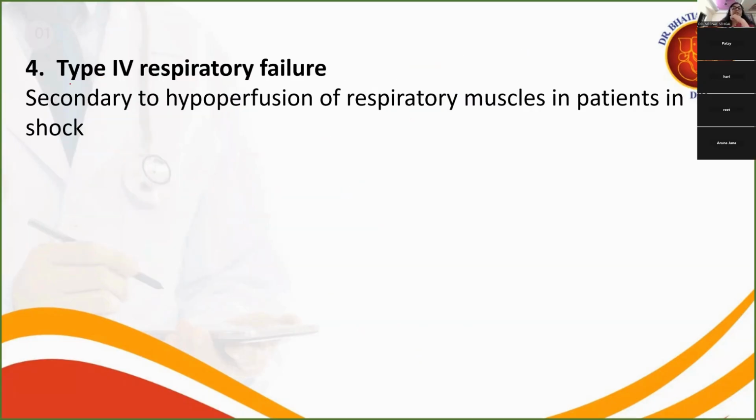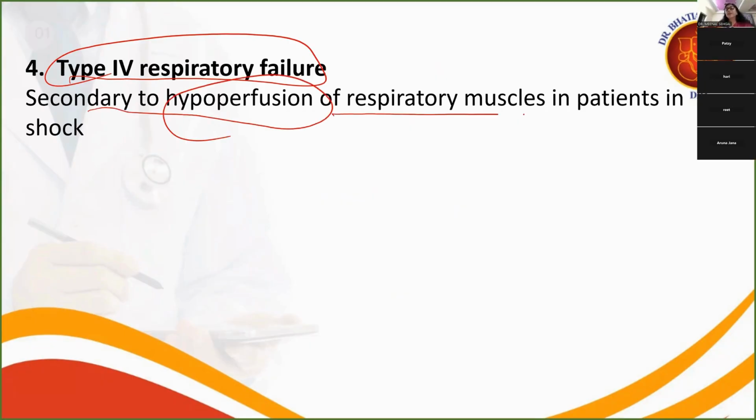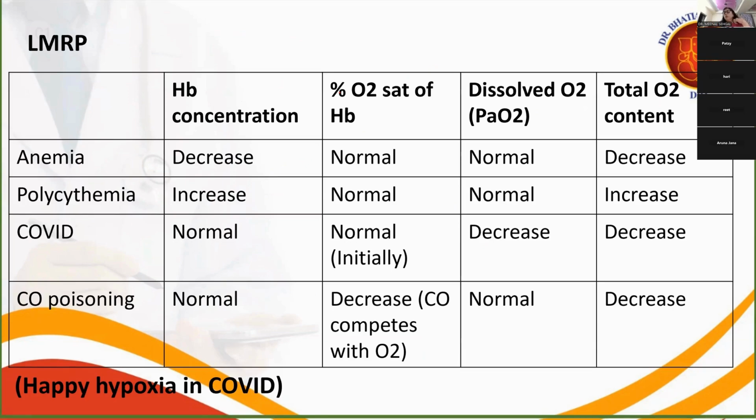Then comes type 4 respiratory failure. Type 4 respiratory failure is a hypoperfusion of the respiratory muscles. It is secondary to hypoperfusion, or a circulatory respiratory failure. So now coming to the last part of our chapter, that is respiratory failure, just quickly revising the LMRPs, that is the last minute revision points.